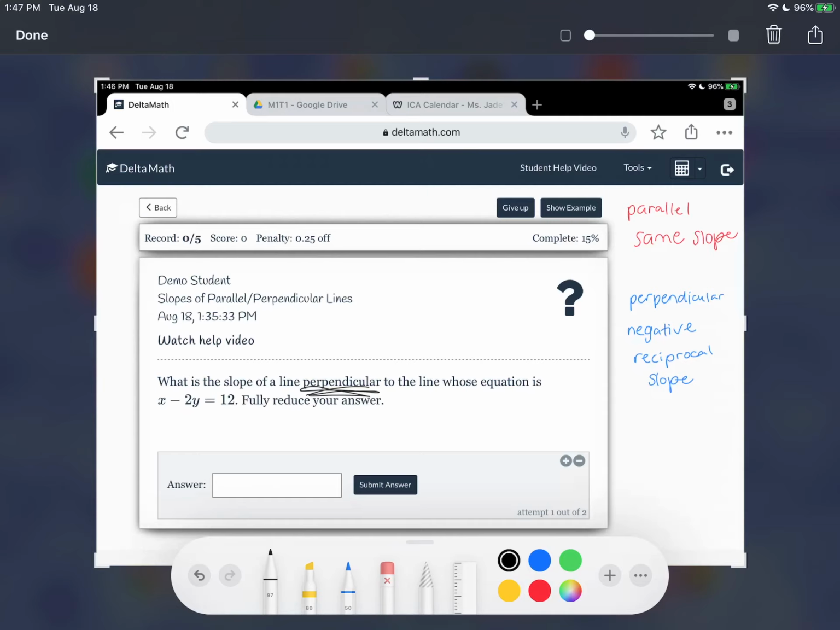Okay, so we are given this equation in standard form over here, and I'm just going to rewrite it somewhere so that I have more space to work with. X minus 2y equals 12, and I want to get it into slope-intercept form so that it can help us find the slope. So to get it into slope-intercept form, remember this is the form we want it in, we need y to be by itself. So let's subtract the x on both sides. They cancel out, we get negative 2y equals negative x plus 12. And then we want to divide everything by negative 2.